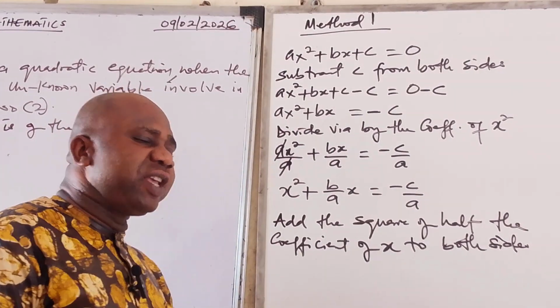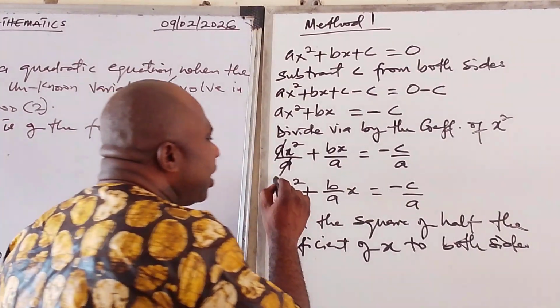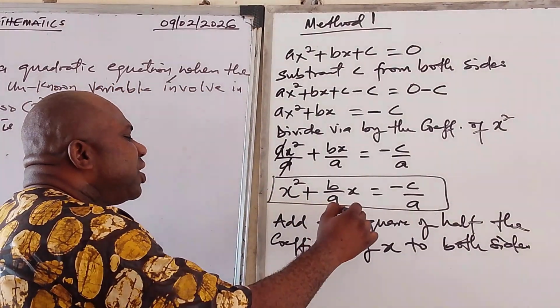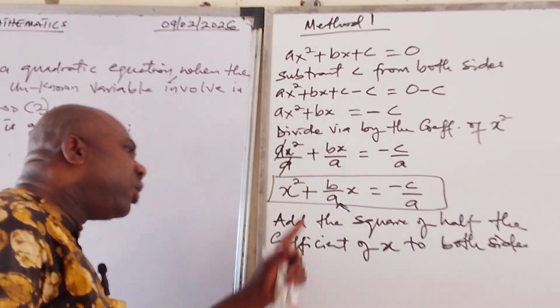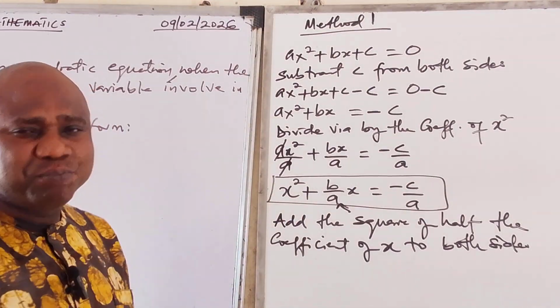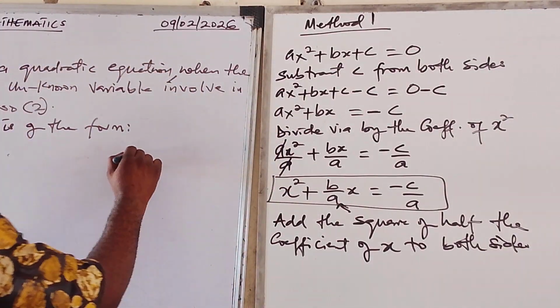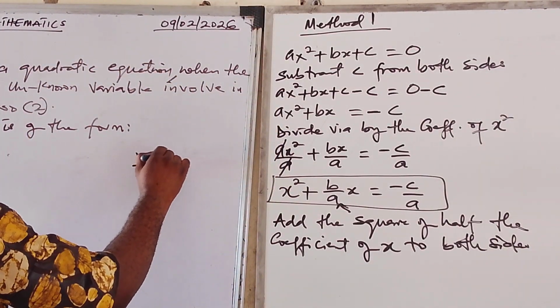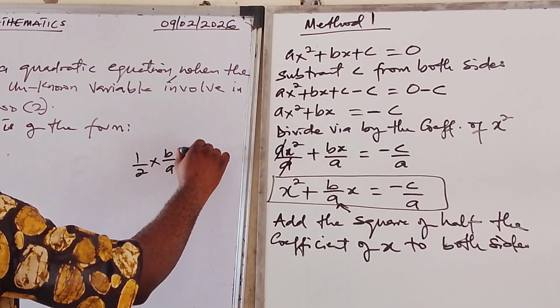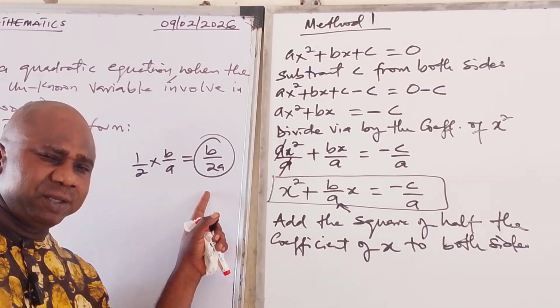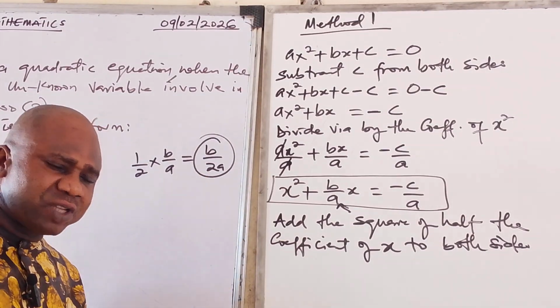Now, what is the coefficient of x here? The coefficient of x is what is attached to x, and what is attached to x here is b all over a. Now, half of it will be half times b all over a, and that will give us b all over 2a. Now, it is the square of this b all over 2a that we are adding to both sides.